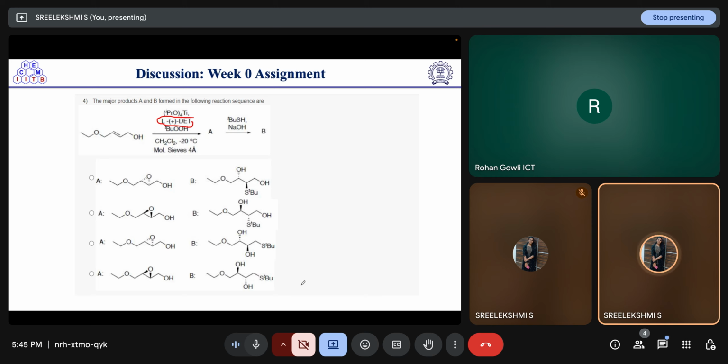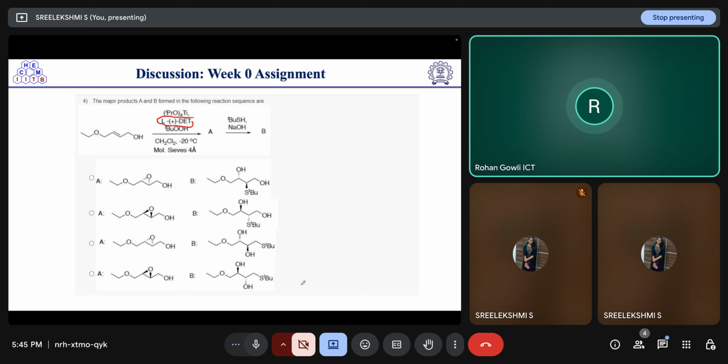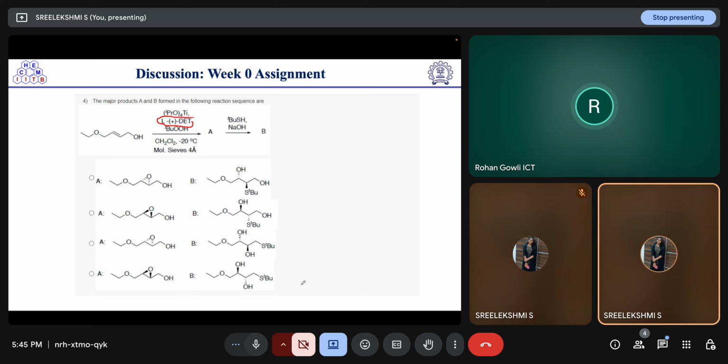And have you heard about Payne rearrangement? No. Okay, so Payne rearrangement. So yeah, if this is the case, then the first A could be either the first option or the second option.